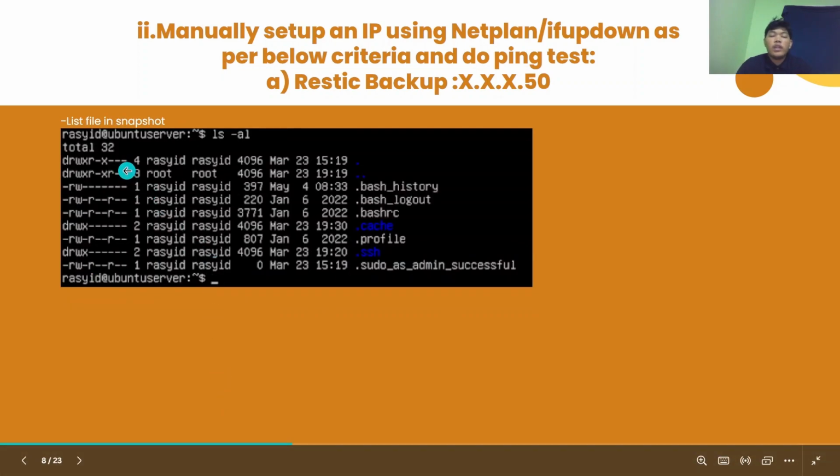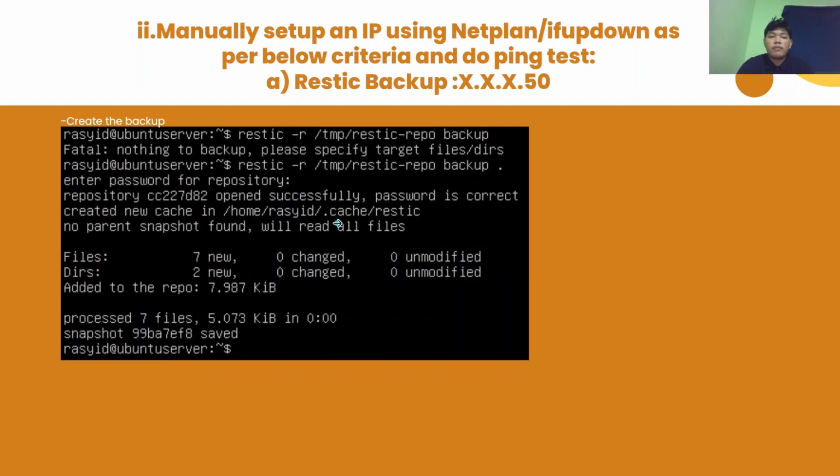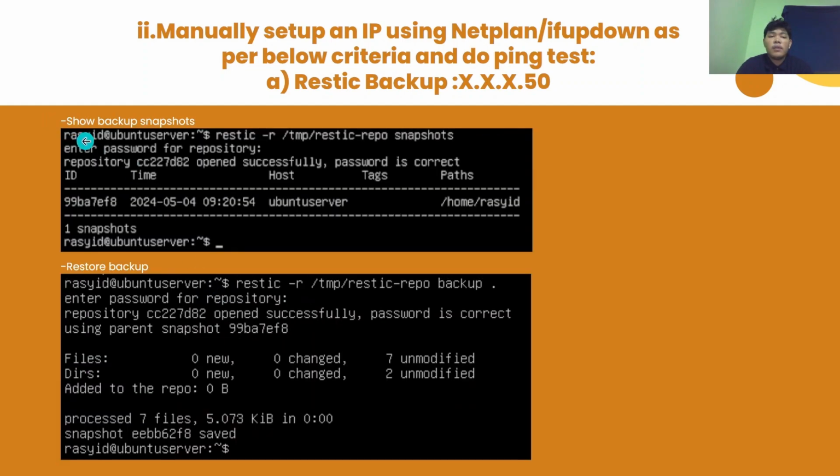After that, we list the files in the snapshot using the command ls -al. Here we will see the files in the backup. After that, we create an example backup, backup.txt, and after the file is created, we will see it in the backup folder. After that, we show the backup snapshot using the restic snapshots command.